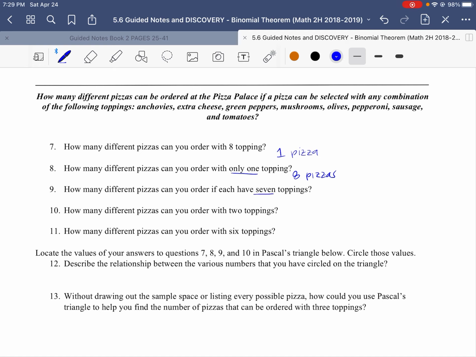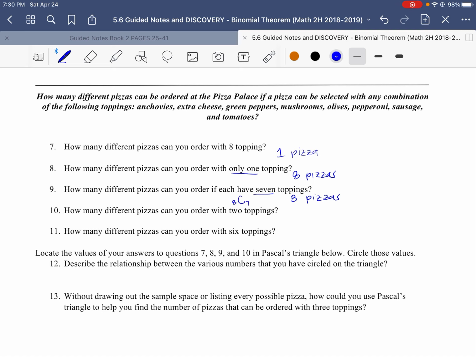How many pizzas can you order with 7 toppings? Same idea. You could either leave off the anchovies once, then leave off the extra cheese the next time. And if you leave off exactly one, you'll be able to make 8 pizzas once again. So we can continue this pattern, and you'll realize that essentially what you're doing is taking 8 and choosing 7 toppings, or taking 8 toppings and choosing 1 topping for each pizza, or you're taking 8 and choosing 8.